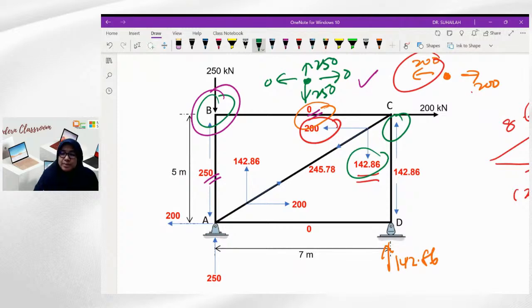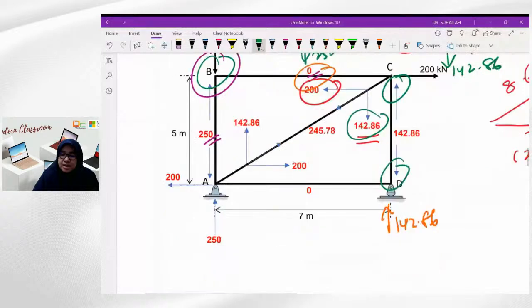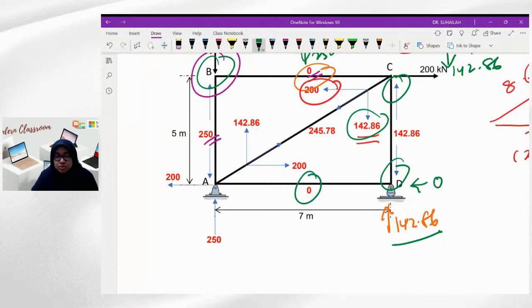Okay, for C, balance 142.86, and then we continue with this, and this. So that is why I said we get the reaction after we complete the member forces. We get the reaction because this is a roller, so the roller must have vertical force. And again, here there is no horizontal force because this is a roller. So I put zero here in order to prove that AD is equal to 0.